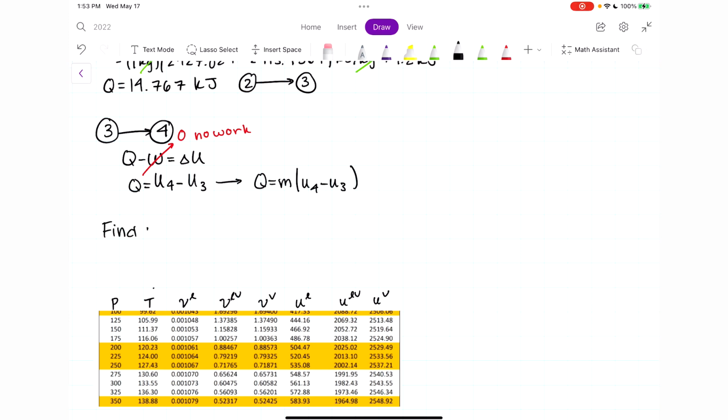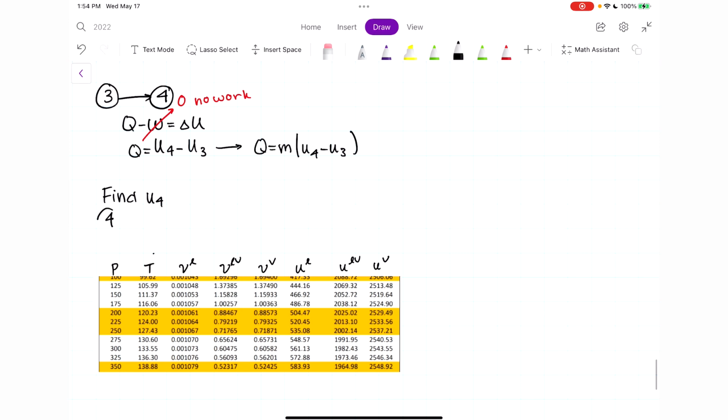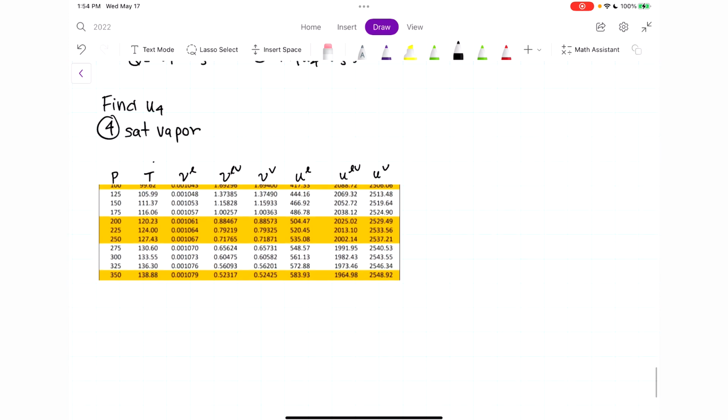We need to find U4. At state 4, it is a saturated vapor. When it's a saturated vapor, things become easier because we only have to look at the saturated vapor column. So this is the saturated liquid column, this is the saturated liquid vapor column, and this is the saturated vapor column. So since it's a saturated vapor, we only have to look at the saturated vapor column.